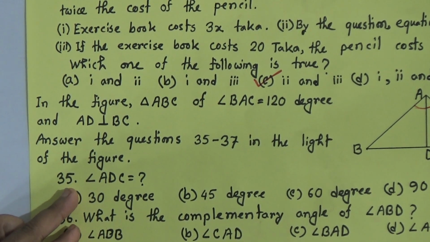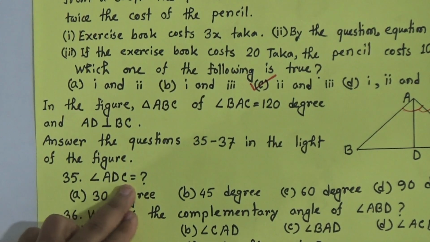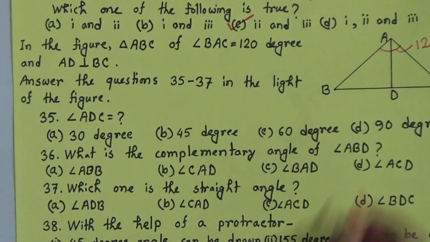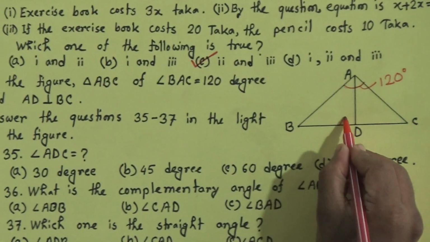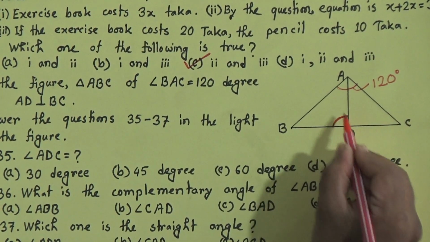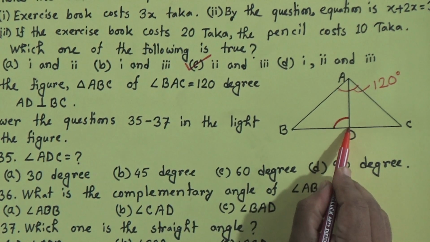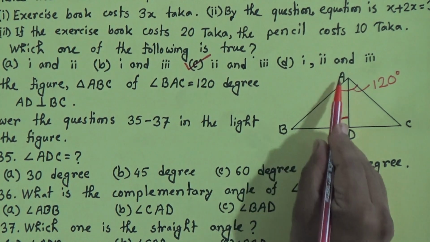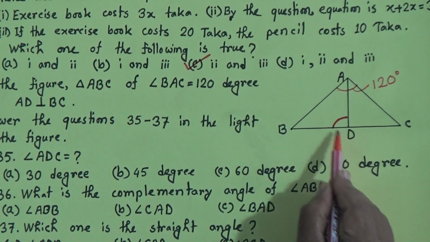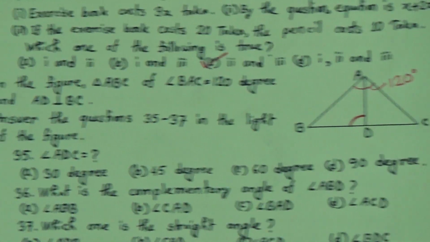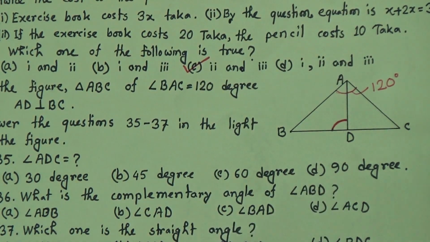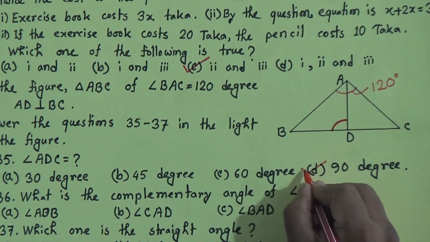Now answer the questions from 35 to 37 in the light of the figure. Number 35. Angle ADC is equal to how much? You have to find out the angle ADC. Angle ADC is what? That means this angle you have to find out. We already learned this one. AD side is the perpendicular side of BC. That means this must be a right angle. ADB is a right angle. That means it's a 90 degree or a right angle. Option A is 30 degree, option B is 45 degree, option C 60 degree and option D is 90 degree. It must be 90 degree or a right angle. So our answer will be D.